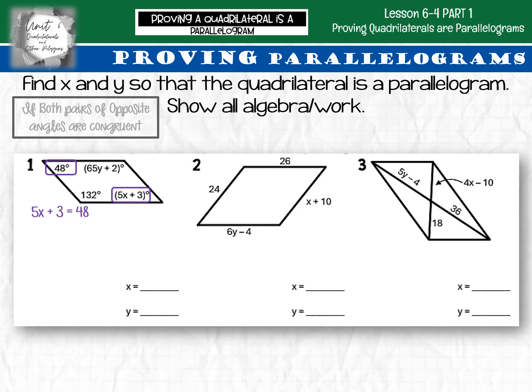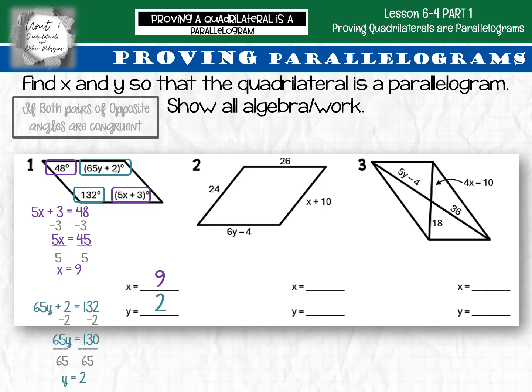So 5x plus 3 is 48. Subtract 3 on both sides. 5x is 45. Divide by 5. x is 9. If x is 9, we've got to get y to work too. So those two would have to be equal. So 65y plus 2 equals 132. Subtract 2 on both sides of our equation. 65y is 130. Divide by 65 and y is 2. So if x is 9 and y is 2, that quadrilateral is a parallelogram.